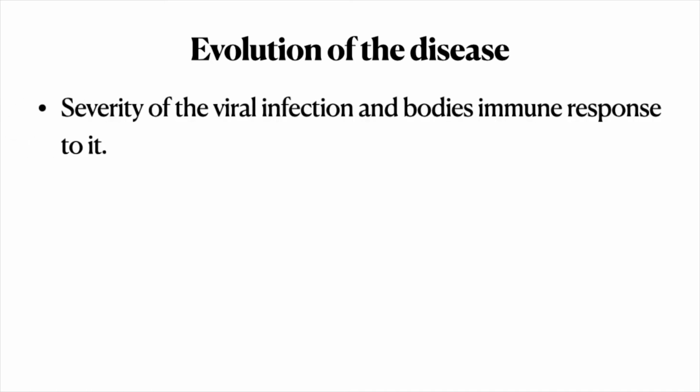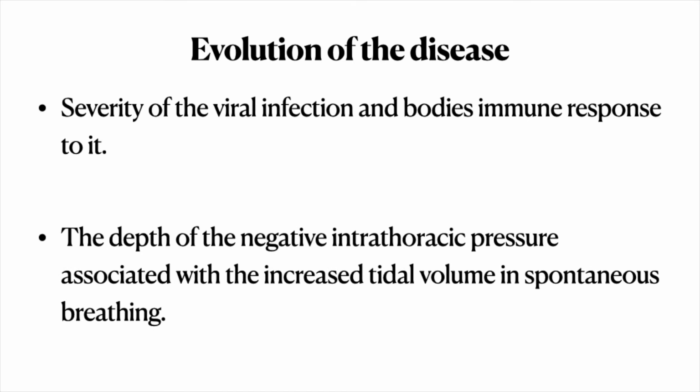So how does this disease process in the lungs evolve? The first and the most important thing is the severity of the viral infection and the body's immune response to it. If the body's immune response to the infection isn't adequate, the disease goes on to be very severe. But apart from this, another important thing can happen. That is the depth of the negative intrathoracic pressures associated with increased tidal volumes in spontaneous breathing. So what happens in these patients is what is called patient self-inflicted lung injury.